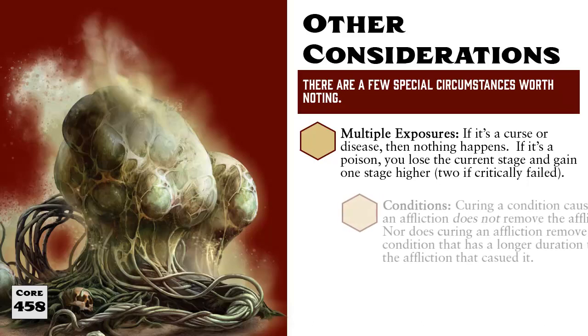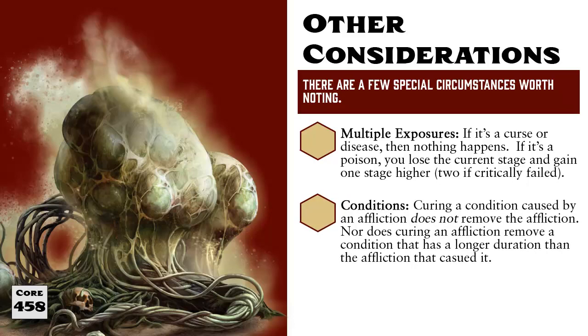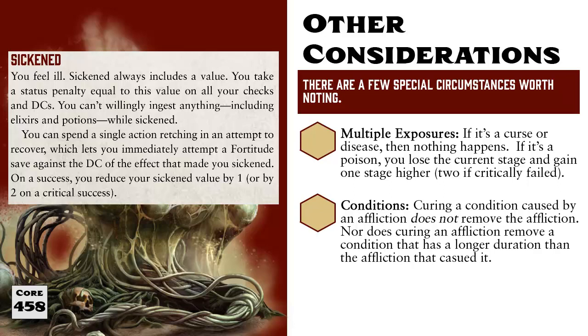We should also talk about the conditions you receive from afflictions. If you are able to remove that specific condition while under the effects of the affliction, just be aware that removing the condition has no effect on the affliction. So say an affliction gives you the sickened condition and you remove the sickened condition by retching, then it only removes that one condition and has no effect on the affliction that caused sickened. The affliction continues as normal.